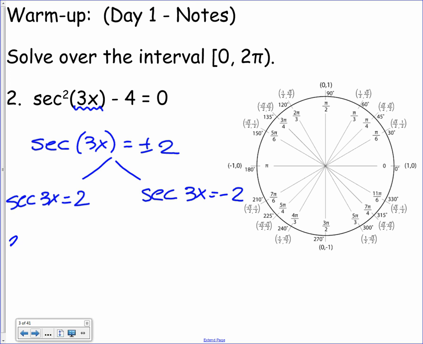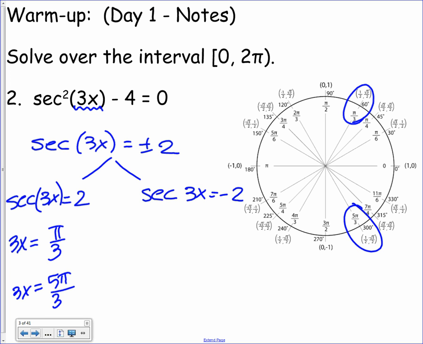Well, 3x is our argument. So I would say, what are the angles where you had a cosine of 1/2? Well, 3x equals pi over 3, and 3x equals 5 pi over 3. Where does secant of 3x equal negative 2? Well, that would be cosine equaling negative 1/2, which is right back here, which again is that 2 pi over 3 and that 4 pi over 3.